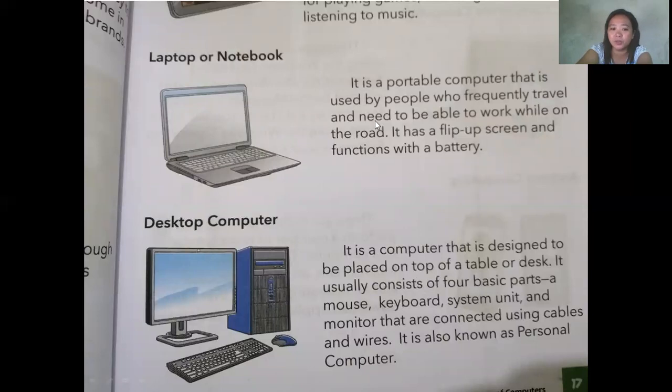Next is the laptop or notebook. It is a portable computer that is used by people who frequently travel and need to be able to work while on the road. It has a flip-up screen and functions with a battery. So this one is the laptop, notebook, or netbook. Next, the desktop computer. It is a computer that is designed to be placed on top of a table or desk. It usually consists of four basic parts: the monitor, the keyboard, the CPU or system unit, and the mouse. It is also known as a personal computer.